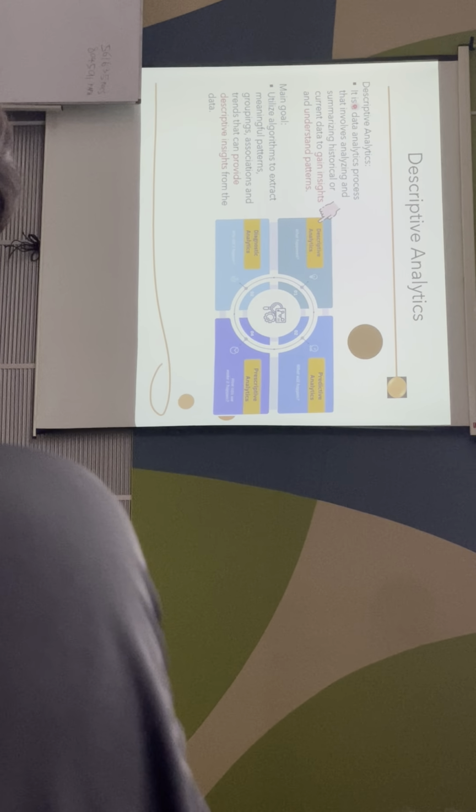Okay, and then under descriptive analytics, we have three types. The first one is association rule. The second one is sequence rule, and also segmentation. So today we cover association rule only.